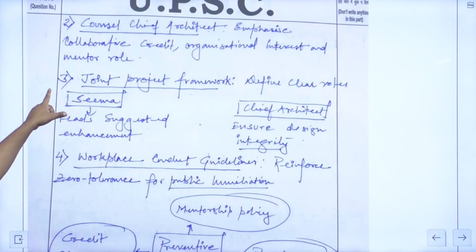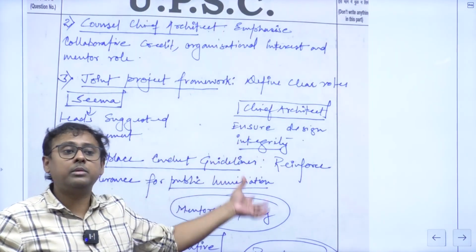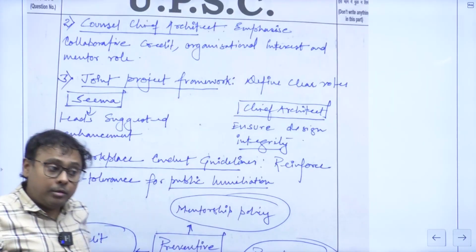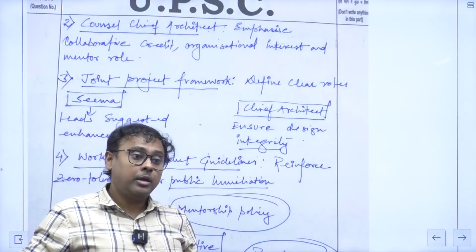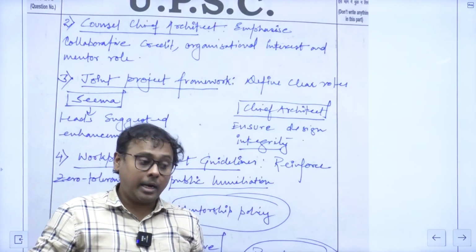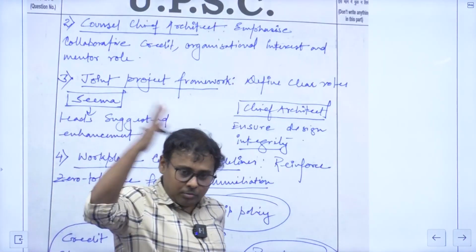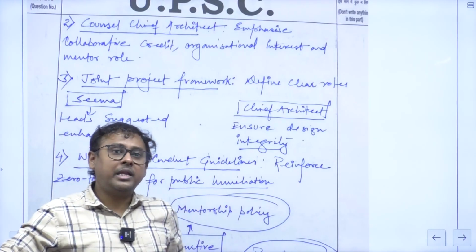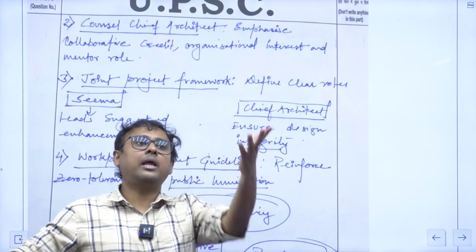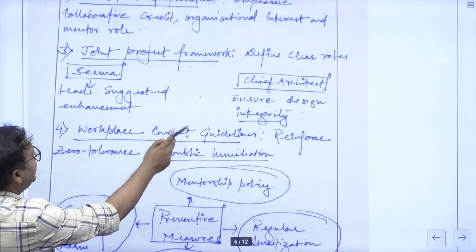And we can devise a process where collaborative credit can be shared. Then you talk to him: look, you can be a mentor to this new person, because in 6 months you are going to retire. Leave the organization with a bang, with an image of yourself which shows that young people can look up to you. Okay, joint project framework, define clear roles.